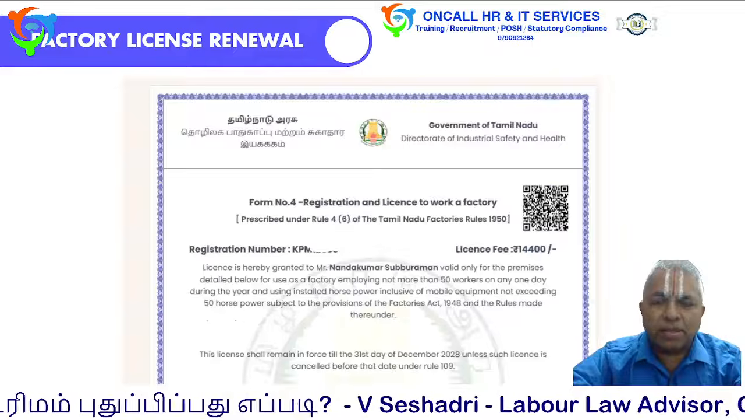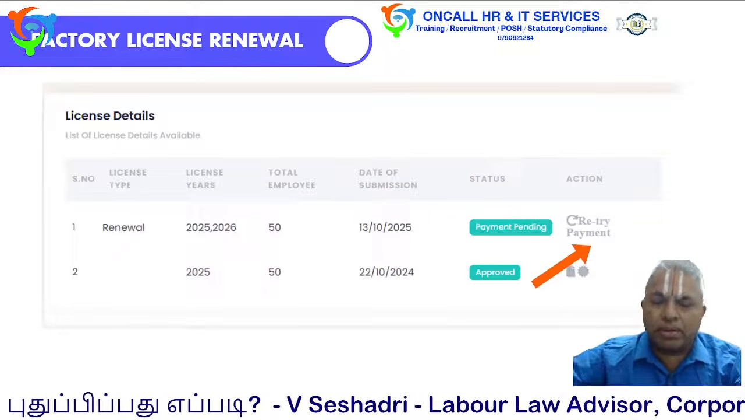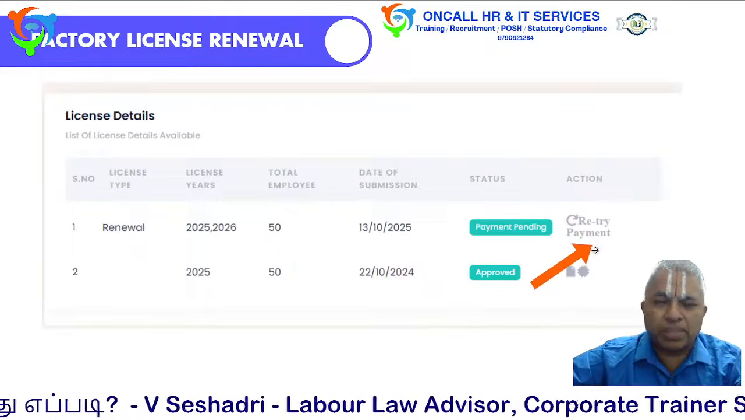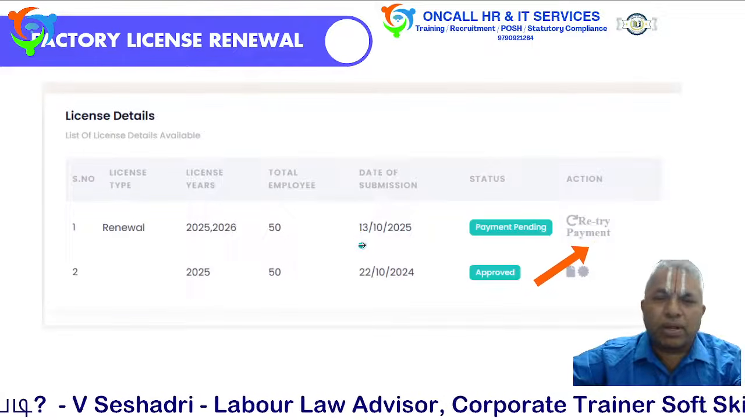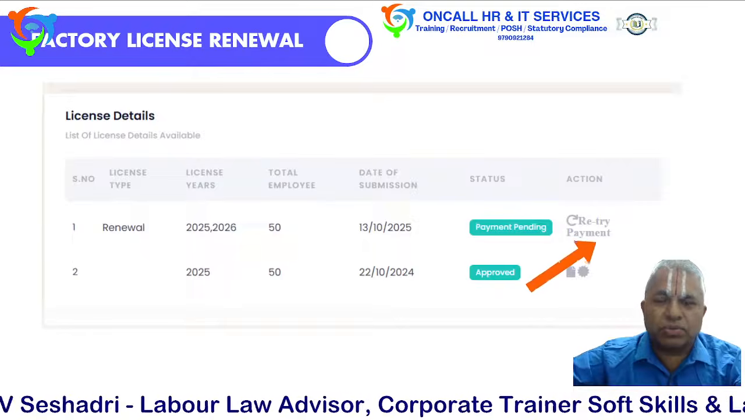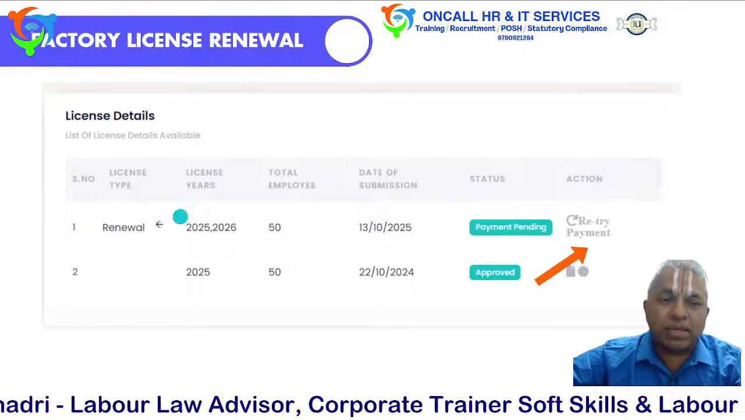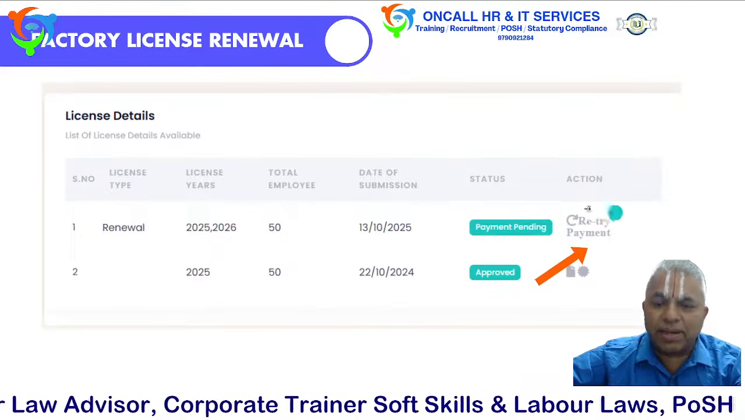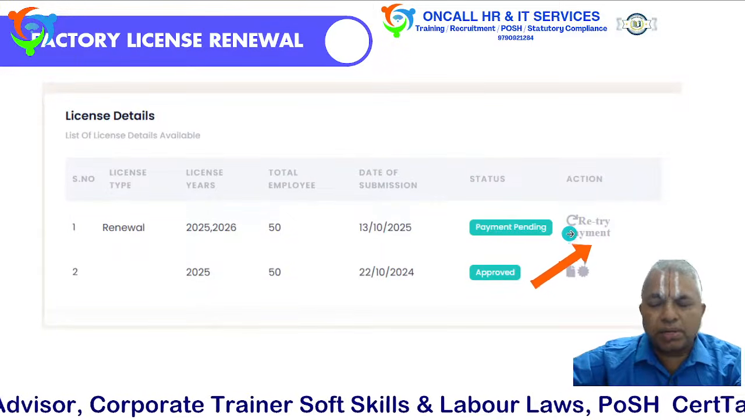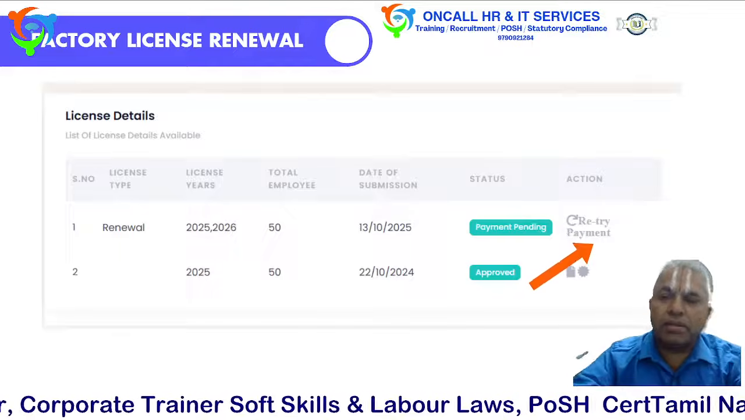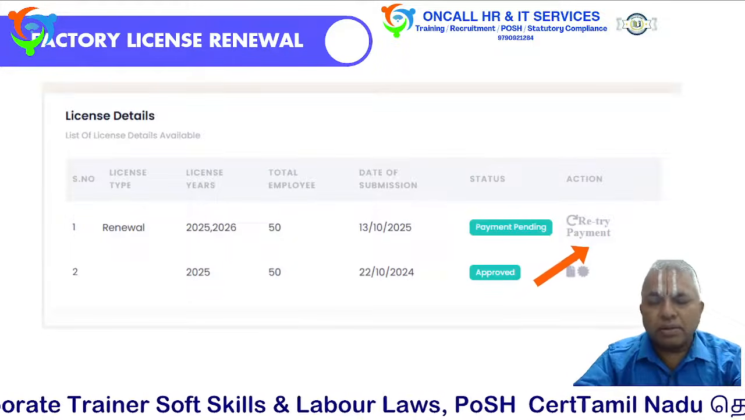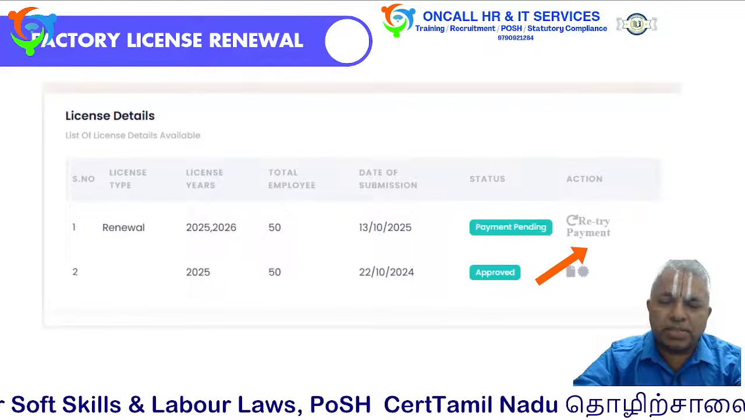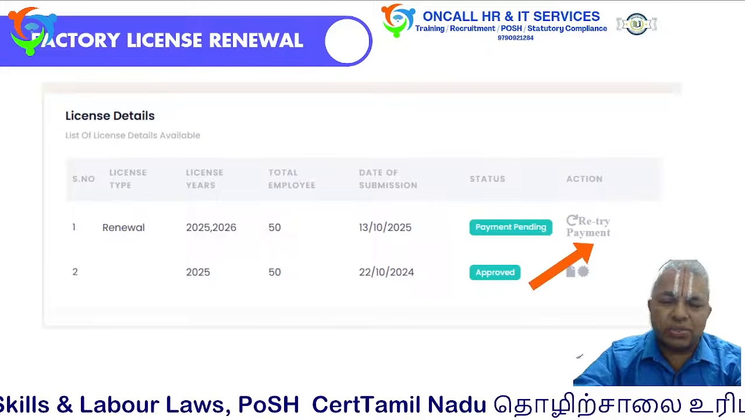Very simple process. Sometimes some people face a network problem during payment time and the payment does not go through. In that case, when you go back to renewal of license, it will not allow you to click. At that time, see License Detail. In License Detail, you can click Retry Payment under Action. When you retry payment, it will take you again to the bank details, and then you can pay the amount online, then it will be renewed. Very simple process. Just pay and get the license duly renewed.